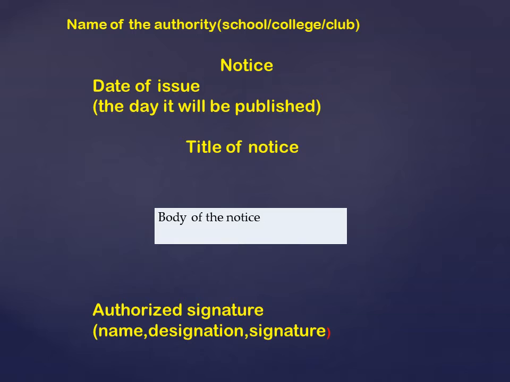After that you have to write that it is a notice, so you write NOTICE here. Then the second thing is the date of publishing, the day on which you are going to post that notice. And the third thing is the title of the notice. The title of the notice is the most important part, which you can easily copy from your question, so you do not need to worry so much about the title.